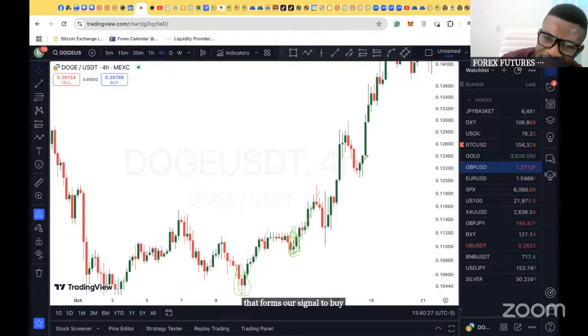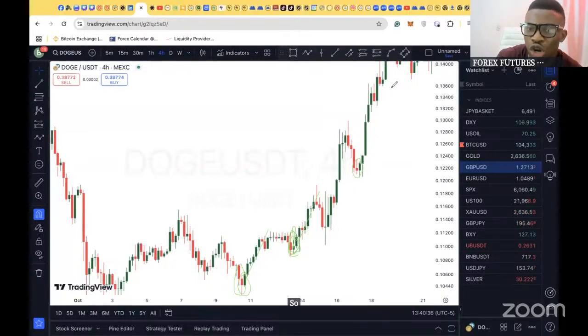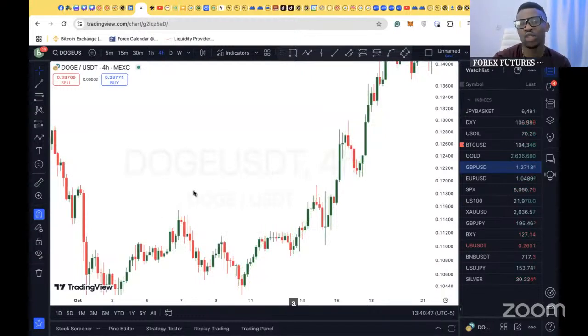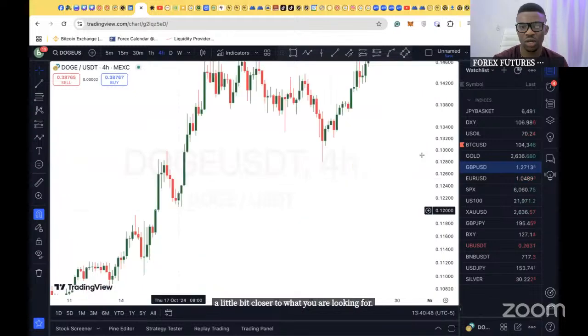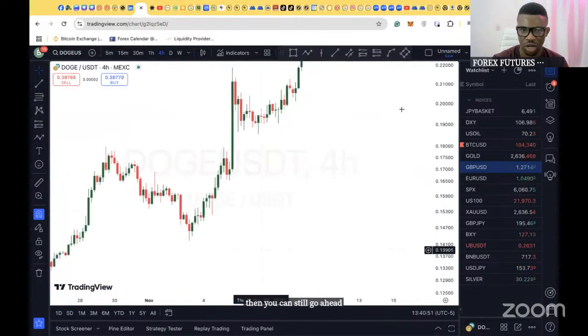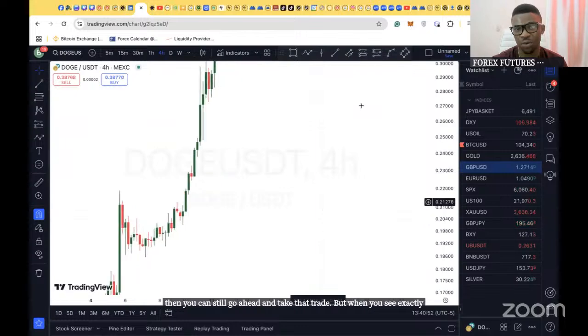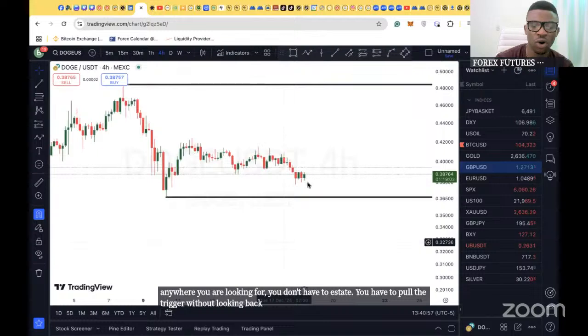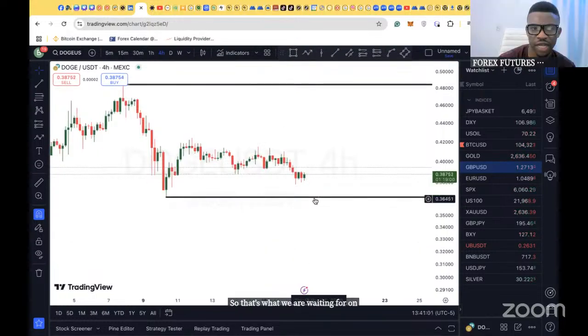Here is a typology of engulfing candle. It did not close above the high, but at least it's stronger than the red. So after this candle, we jump into the next trade and we go. Most times you may not see exactly what you are looking for. It can show you something a little bit closer to what you are looking for, and you can still go ahead and take that trade. But when you see exactly what you are looking for, you don't have to hesitate. You have to pull the trigger without looking back. So that's what we are waiting for on the H4 time frame on Doge to take this trade.